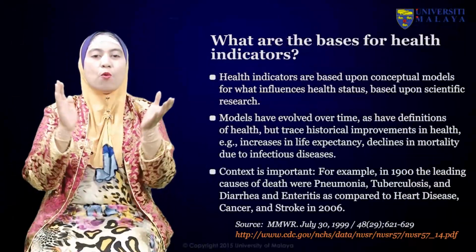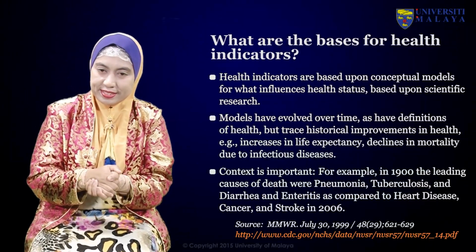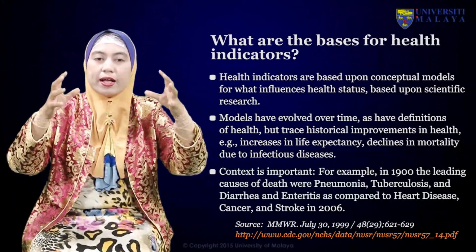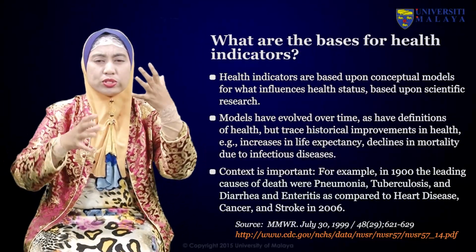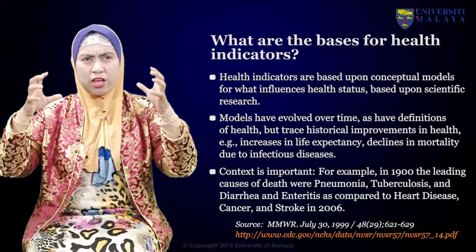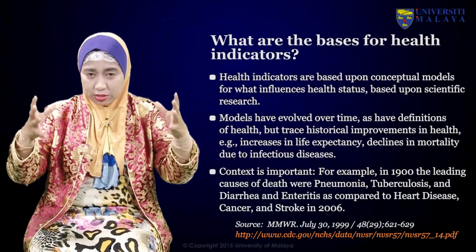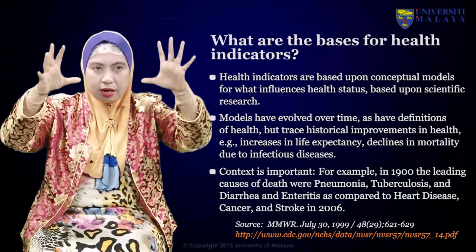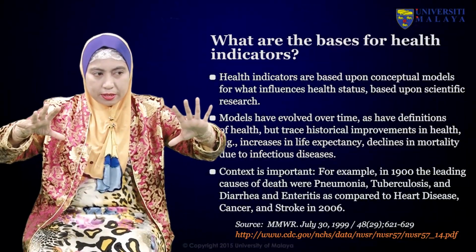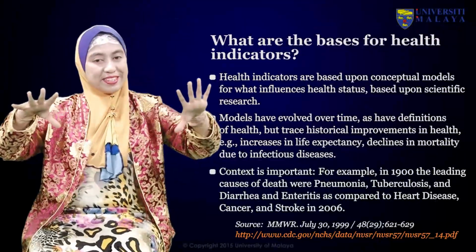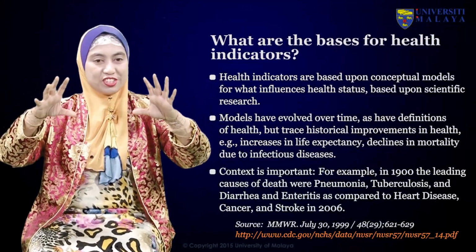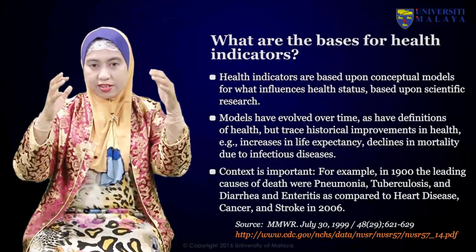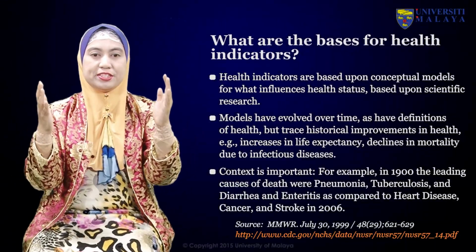What are the bases for health indicators? First, you can use health indicators that are based on conceptual models. That means you have research, so you have conceptual models. A conceptual model shows you what characteristics influence health status, based on scientific research. So once you have a study or scientific research and you have that conceptual model, you can get indicators from there.